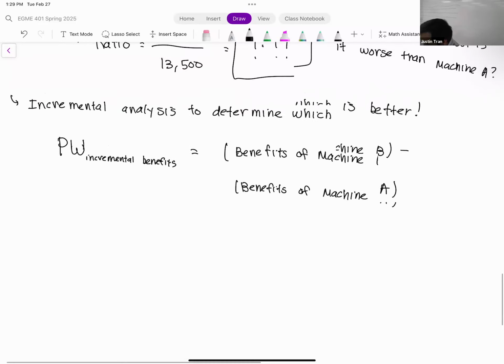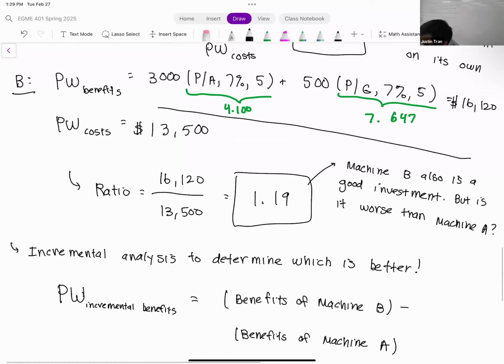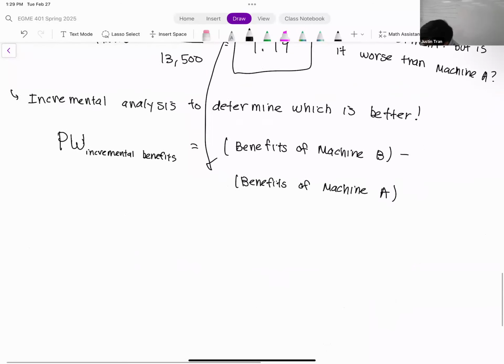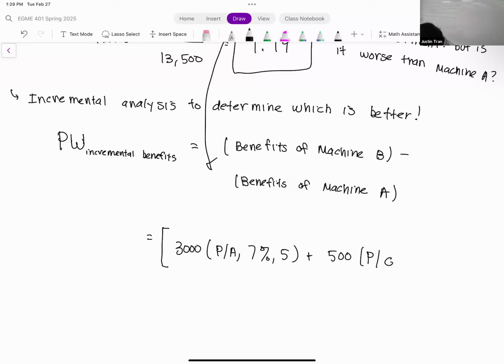So what are the benefits of machine B? We just computed them, and we already have an expression in terms of present worth. Let's move that down here. The benefits of machine B, in brackets, we have 3,000 P over A, 7% and 5, plus 500 P over G, 7%, and 5. Those two terms are the benefits of machine B.